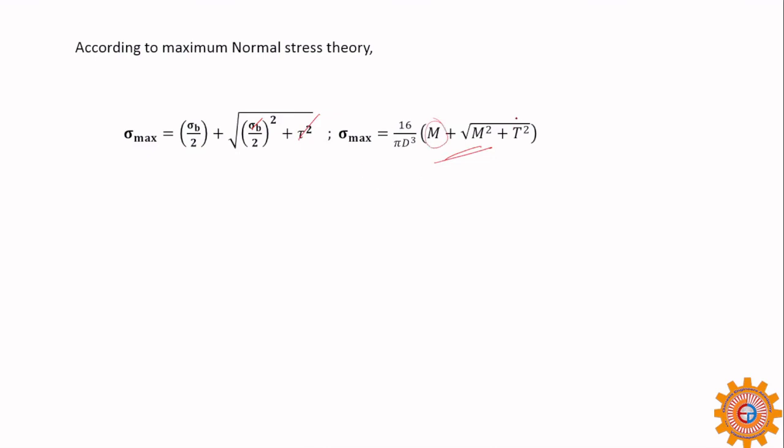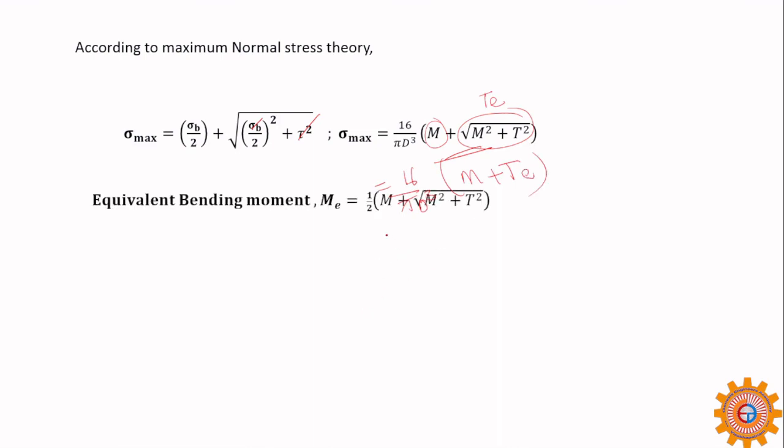You can also write it sometimes like this: M plus equivalent twisting moment, and the equivalent bending moment is the average of these two. You can say it that way. So this is the equivalent bending moment. Sometimes you may forget to put the half before this, so remember this one. This is for the normal stress theory.